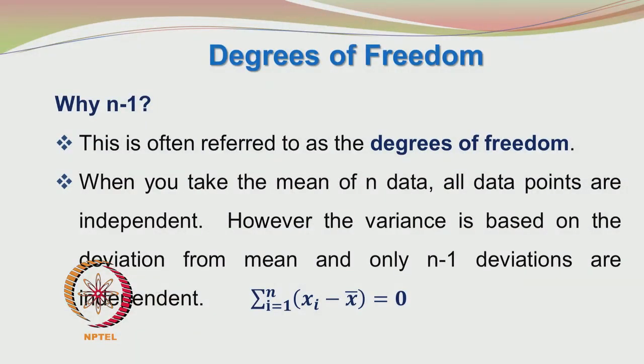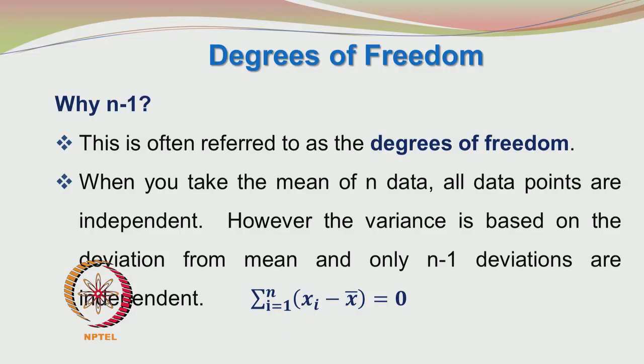We are looking at the number of independent entities in the data set. If you collect the data set, the entities in it have been chosen in such a way that they are independent. So, when you are finding the mean value, you are dealing with n independent entities. However, when you are calculating the standard deviation or the variance, you are basing those calculations on the deviation from the mean value. Not all the deviations are independent. The mean has been defined in such a way that the sum of the deviations from the mean will be equal to 0. So, this is acting like a constraint. So, you have only n minus 1 deviations from the mean that are independent.